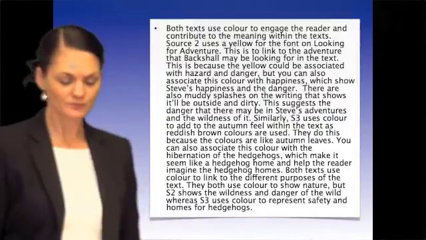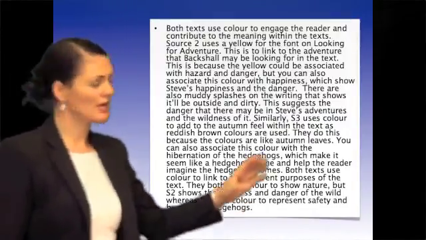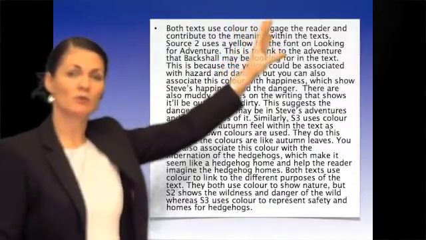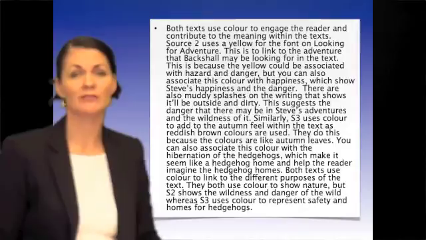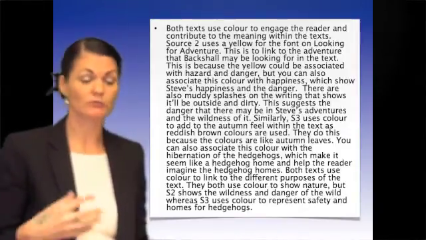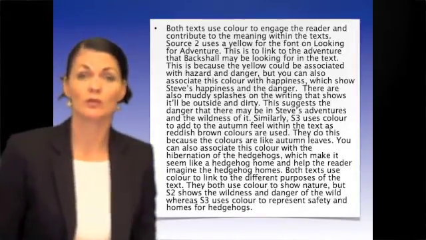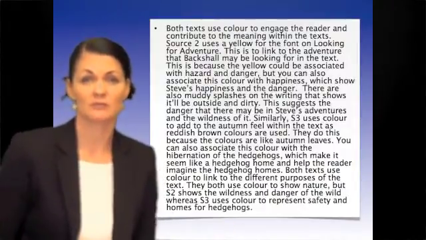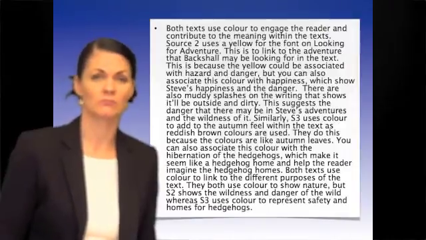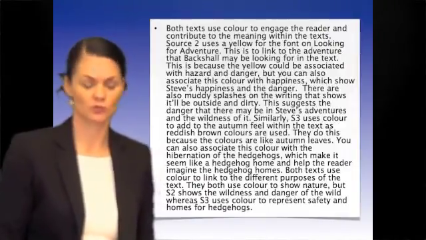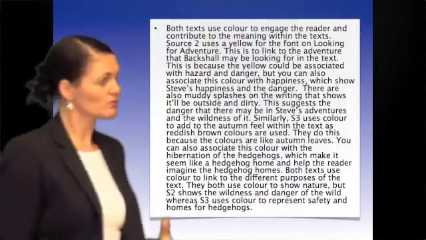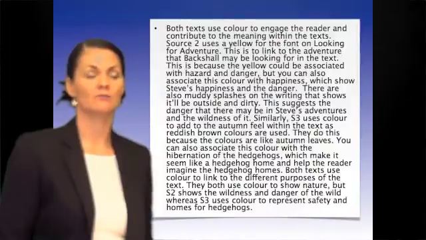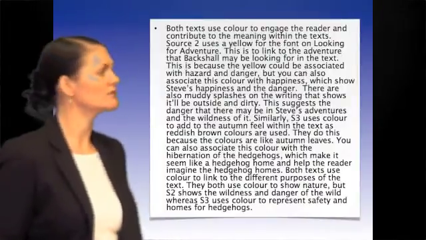Okay, so much more detailed, and really what I'm using there is my clear linking topic sentence, which you can learn. Know that that might be something that you use in question 4. Both texts use colour to engage the reader and to add to the meaning within the text. That is pretty much always going to be so. So learn that as a phrase to help you get in there and start writing, basically.